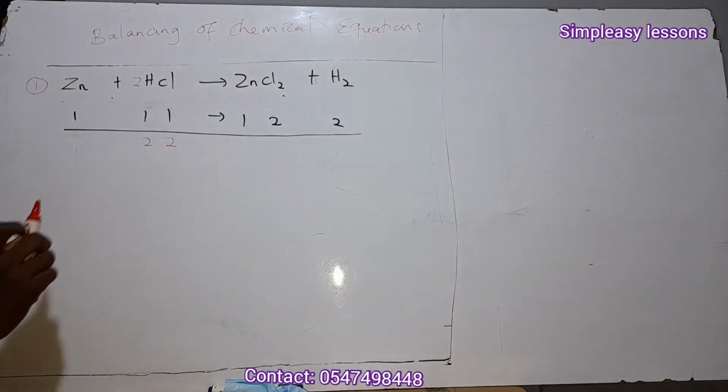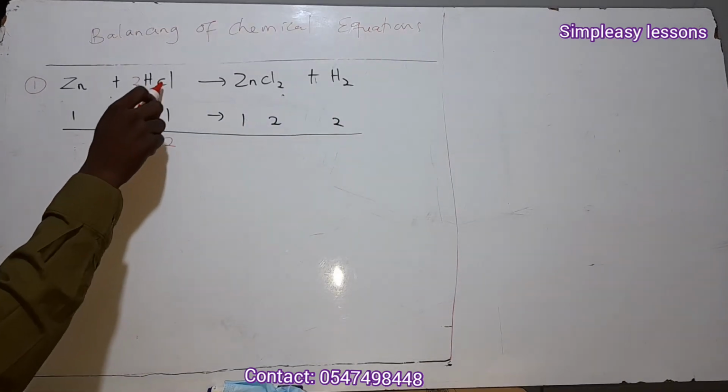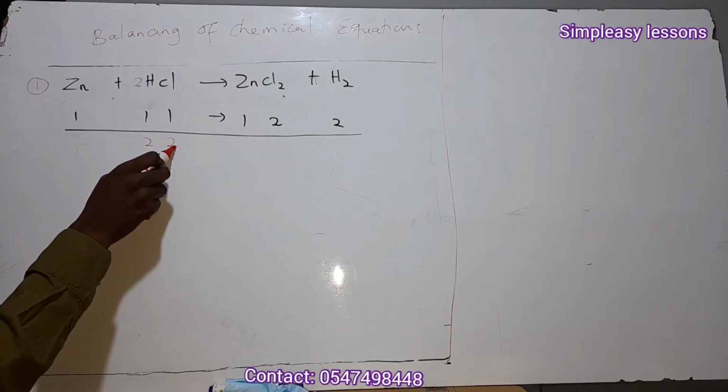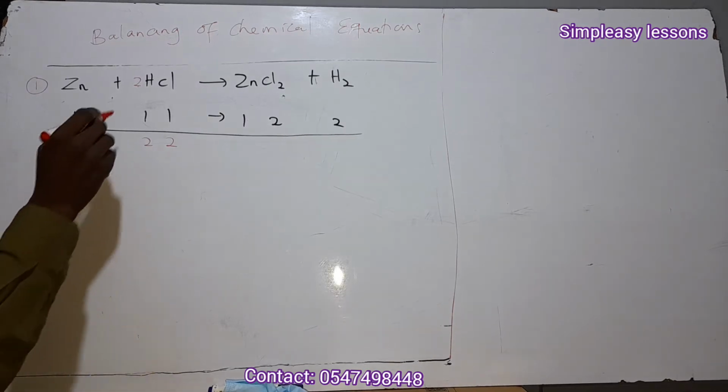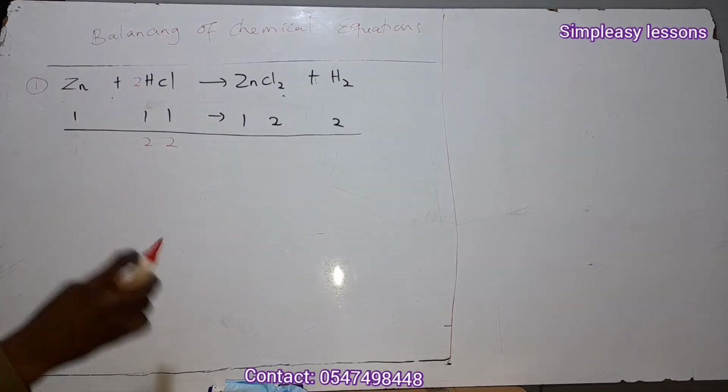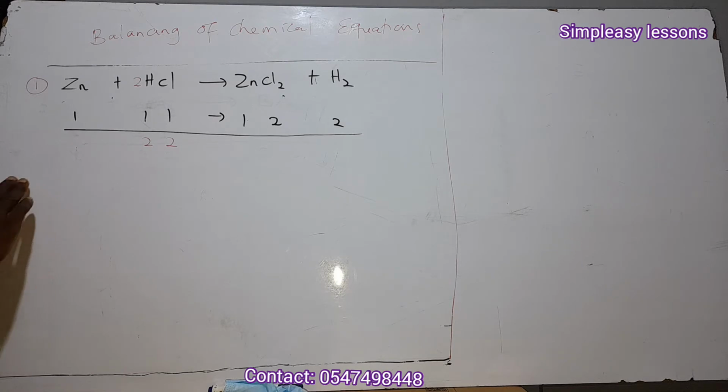So hydrogen is balanced. Let's now move on to chlorine. How many of the chlorine do we have here? Look at it here. The chlorine now is 2. How many chlorine do we have here? We have 2 chlorine. So the equation is balanced. It means we only need to add 2 here. So when I'm done with this, I quickly have to.